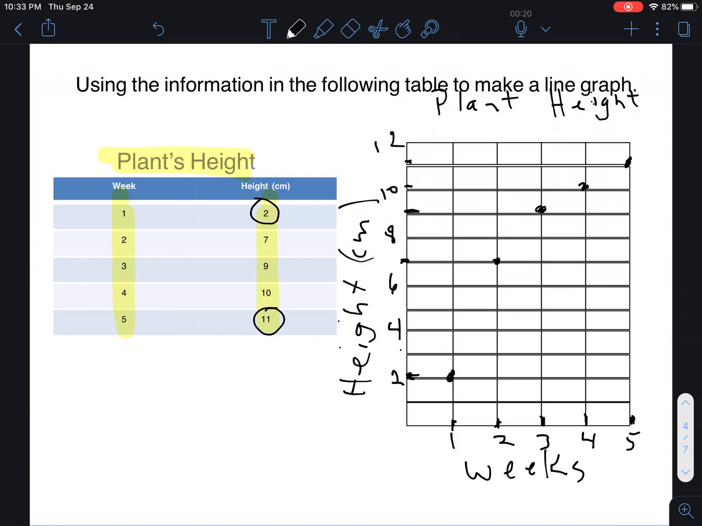And then what you're going to want to do is connect the line to those points and make a smooth flowing line to connect those points, and that would be your line graph.